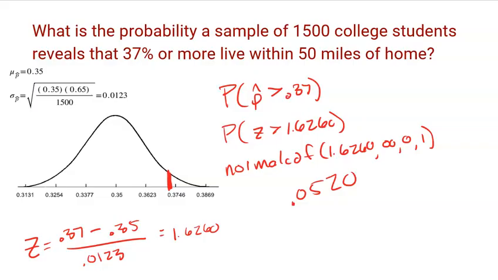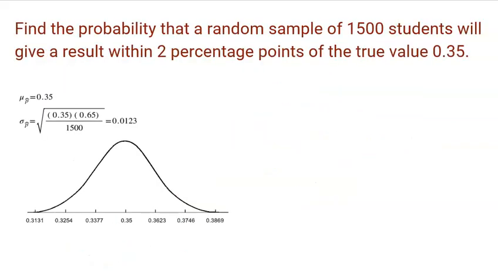Please note that the normal model does not distinguish the difference between greater than or greater than or equal to. It doesn't matter. All right, find the probability that a random sample of 1,500 students will give a result within 2 percentage points. Now, remember, within 2 percentage points means 2%, within means up or down. So plus or minus. So the center is 35%. So we're looking from 34% to 36%. Sorry, 34% is not where I drew it. I'm so sorry. We're looking for about 34% to 36%.